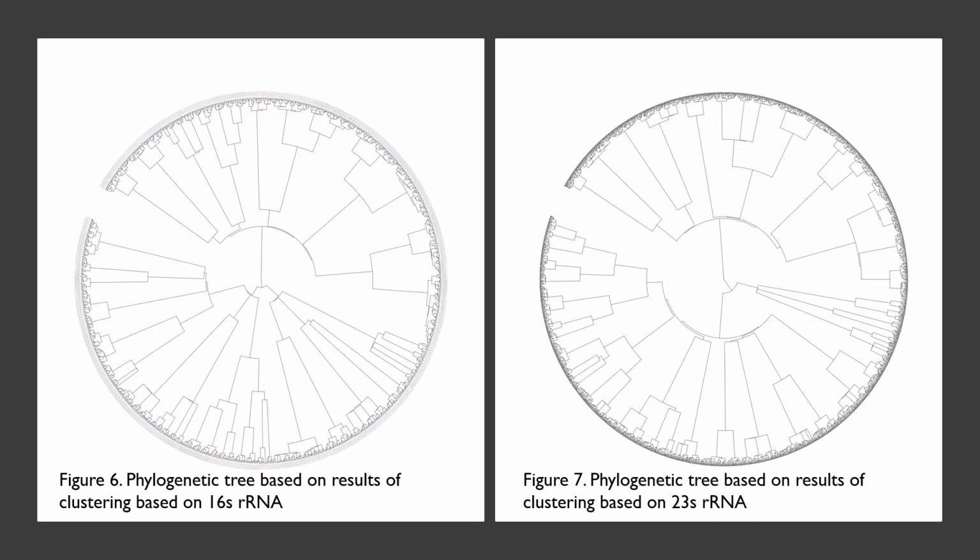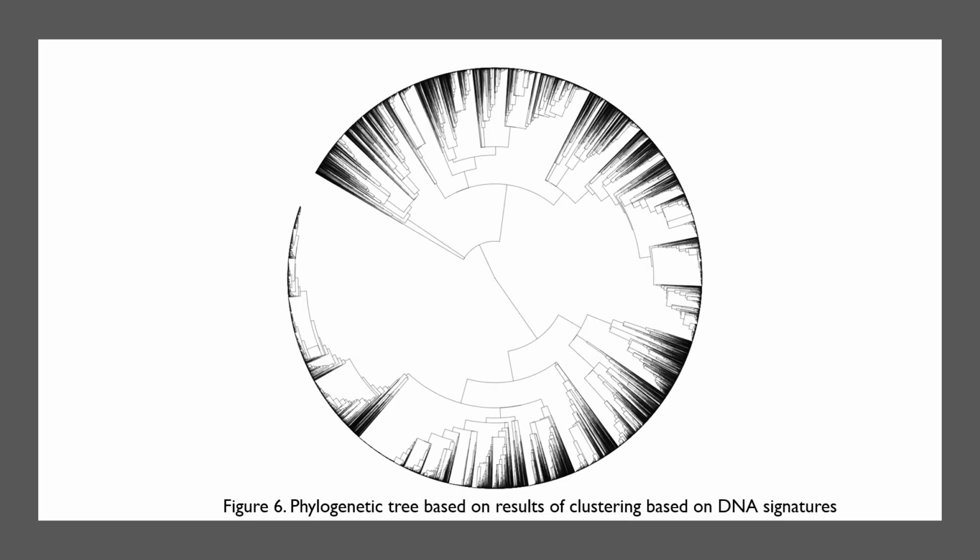Over here I have my 16S rRNAs and the 23S rRNAs. Obviously we have more 23S rRNAs than 16S rRNAs, which is exactly what was expected because there are more 23S rRNAs for each genome as compared to the 16S. And then I have my DNA signatures. This is a tree based on DNA signatures for all species, but I'm still working on determining where the E. coli is in this tree.